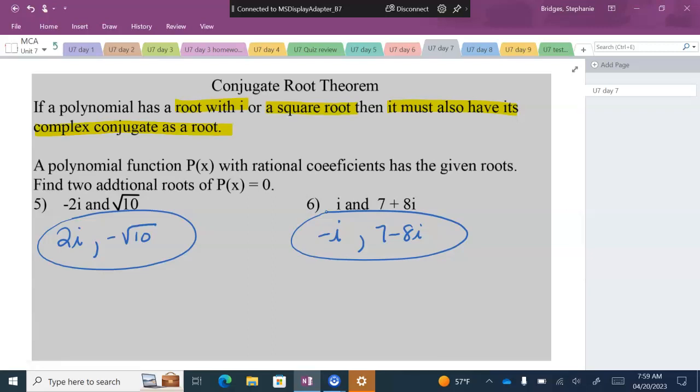Okay, so that's what the conjugate root theorem is. If it gives you a solution that has an imaginary or a radical in it, square root, then its conjugate or opposite is going to also be a solution. Anybody have any questions there?